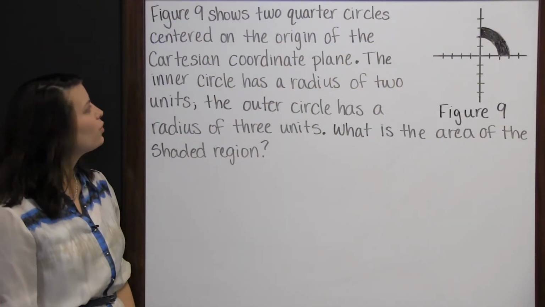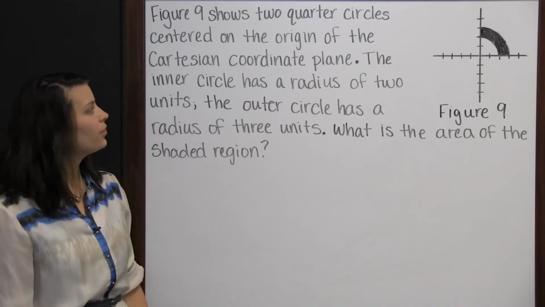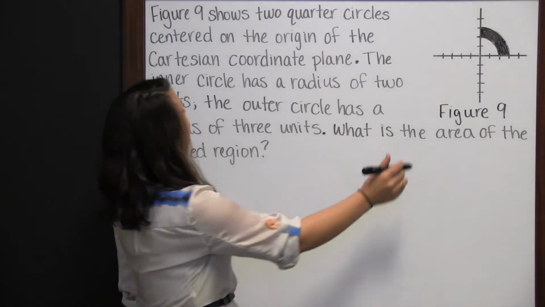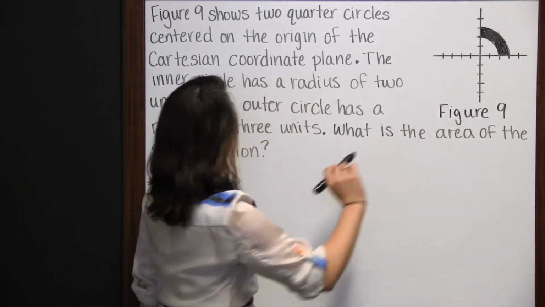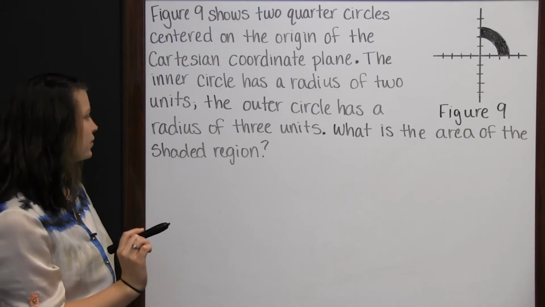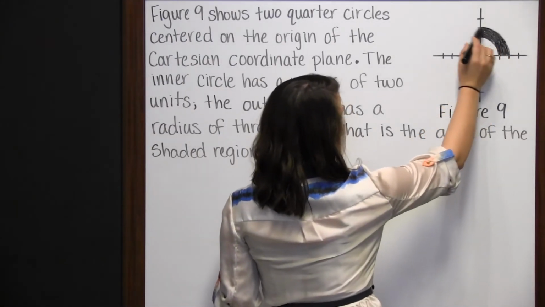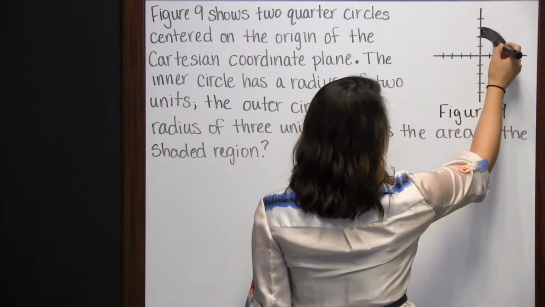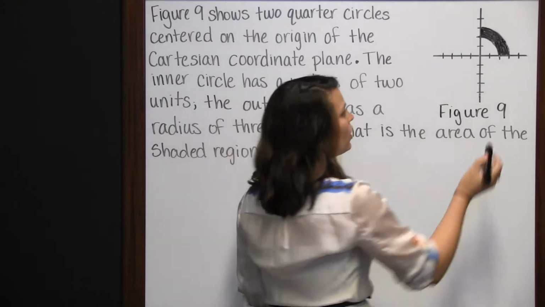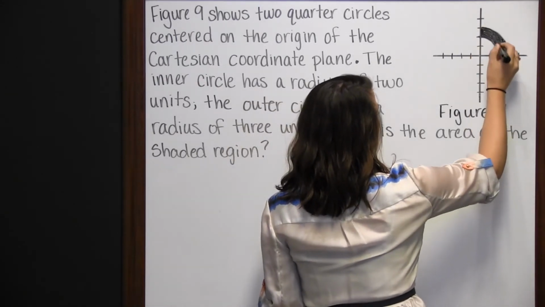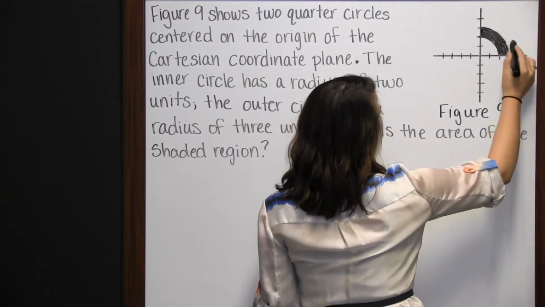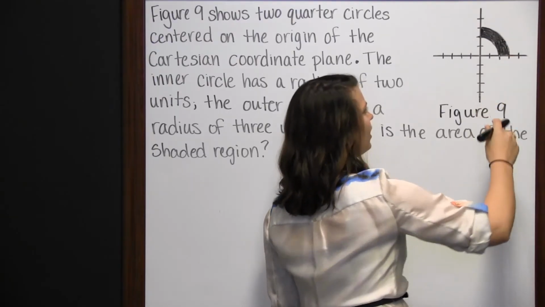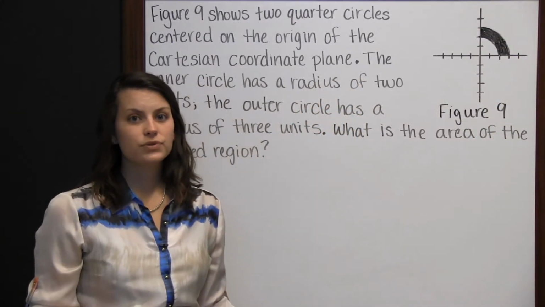Figure 9 shows two quarter circles centered on the origin of the Cartesian coordinate plane. The inner circle has a radius of 2 units. The outer circle has a radius of 3 units. What is the area of the shaded region? So that's right in here. And so if you can just imagine it, this circle would continue going, as would this larger circle. So since it's been split into quarters, all we're finding the area of is a quarter of those circles.